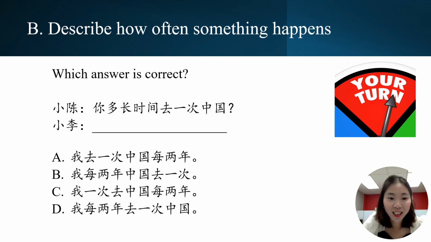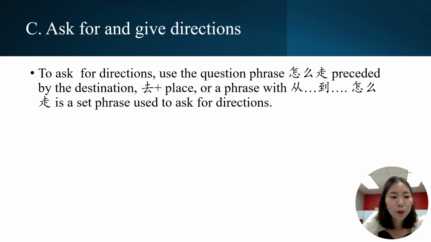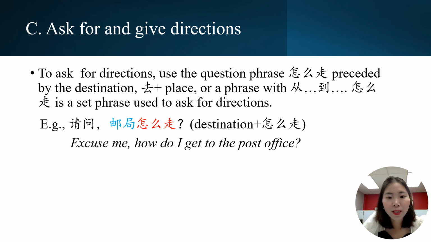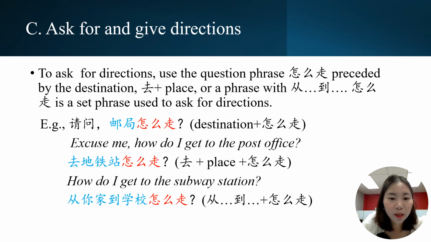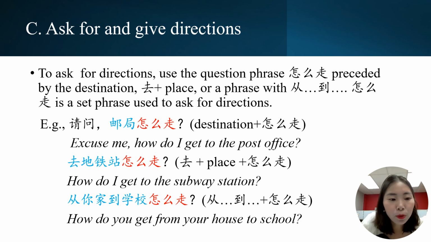你多长时间去一次中国? To ask for directions, use the question phrase 怎么走 preceded by the destination 去 place, or the phrase 从什么什么到什么怎么走. 请问邮局怎么走? Excuse me, how do I get to the post office? How do I get to the subway station? 从你家到学校怎么走?